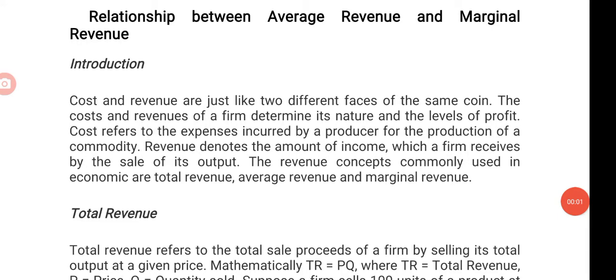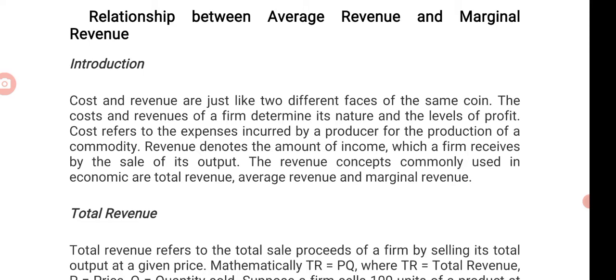Now the next topic is what is the relationship between average revenue and marginal revenue. Cost and revenue are just like two different faces of the same coin. The cost and revenue of a firm determine its nature and the level of profit.